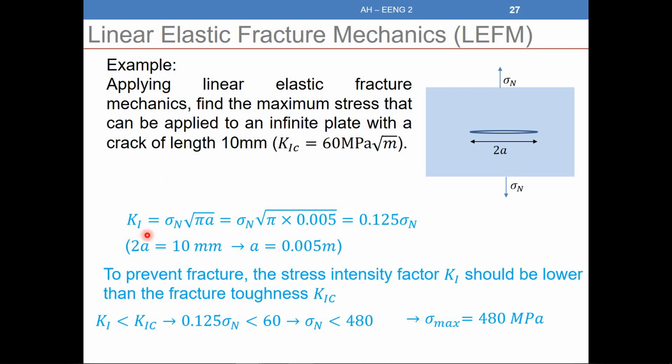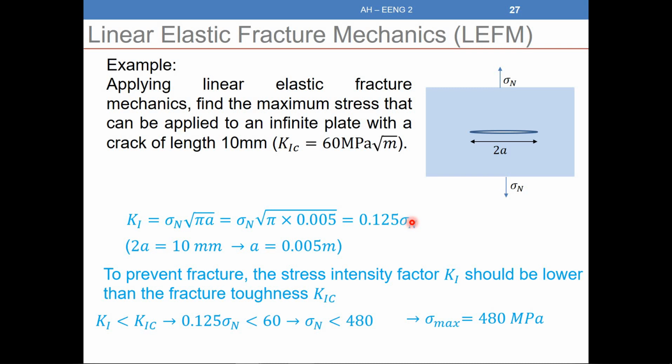So how do we find this? We know that the stress intensity factor is sigma square root of pi a. Here we have an infinite plate, so we don't need to multiply by Y. So sigma square root of pi a. We can find that if I replace a here by 0.005, because 2a is equal to 10 millimeters, so a is equal to 5 millimeters, the stress intensity factor is 0.125 sigma. So every time I put a stress here, the corresponding stress intensity factor will be equal to 0.125 sigma.